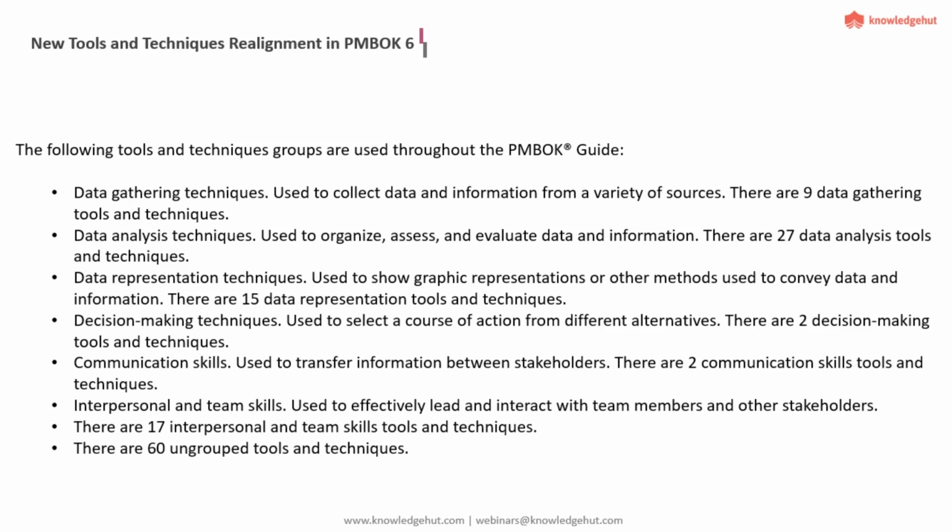Overall, these are the groups: interpersonal and team skills. This is a group of tools and techniques, which again includes 17 interpersonal and team skills. What you see is the generic one in the process table, but then in the description we again see which specific interpersonal skill. And there are 60 ungrouped tools and techniques. So I think this is again one summary you can see.